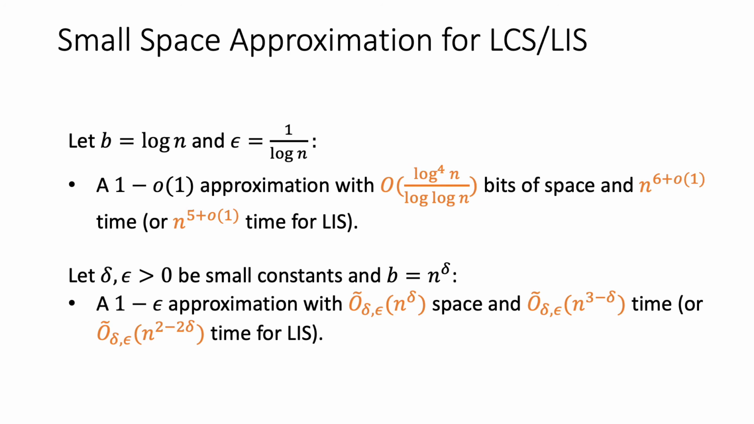If we take b equal to log n and epsilon equal to 1 over log n, then we can get a 1 minus o(1) approximation with polylog bits of space for both LCS and LRS in polynomial time. If we let delta and epsilon be small constants and b be n to the delta, then we can get a 1 minus epsilon approximation with roughly n to the delta space. The running time for LCS is roughly n to the 3 minus delta. The running time for LRS is roughly n to the 2 minus 2 delta.